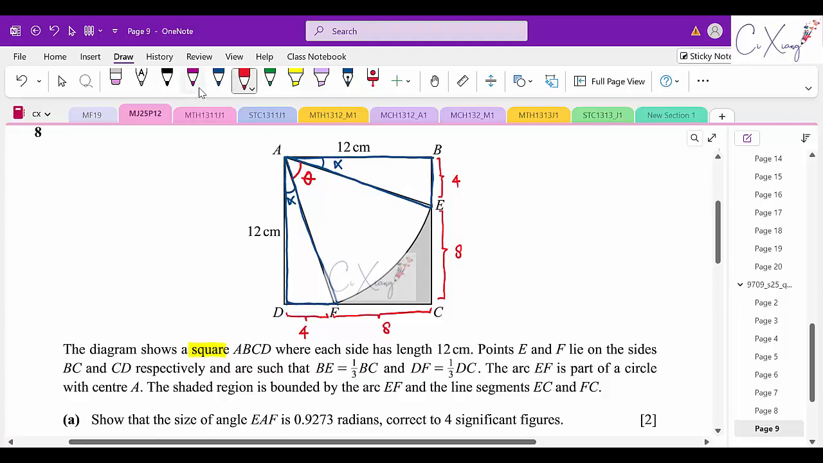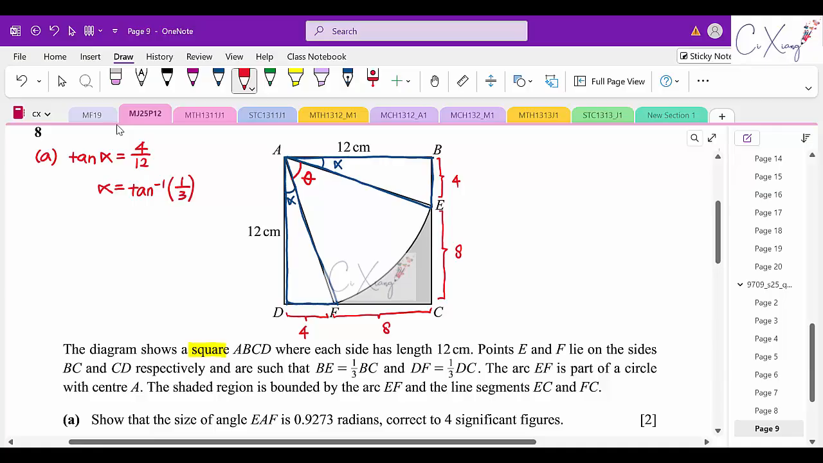Therefore, before I get the theta, I want to get the alpha first. So if I look at this alpha, I know that the opposite length is 4 and the adjacent length is 12. From here, I can form a trigo ratio, which is tangent alpha. So tangent alpha should be equal to 4 over 12, and my alpha will be tangent inverse 4 over 12, which is tangent inverse 1 over 3.